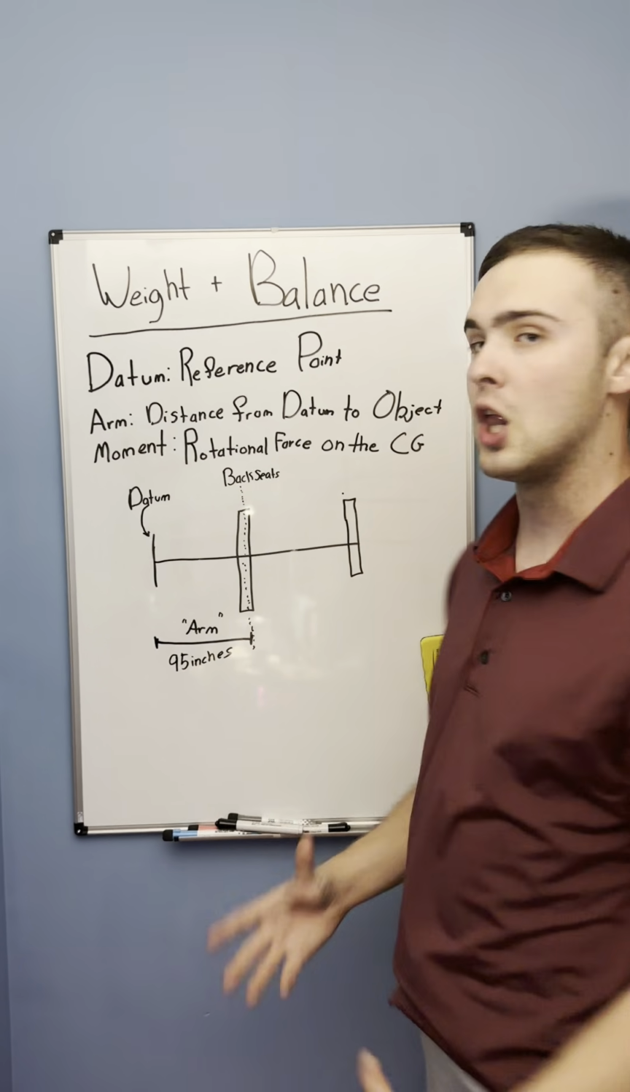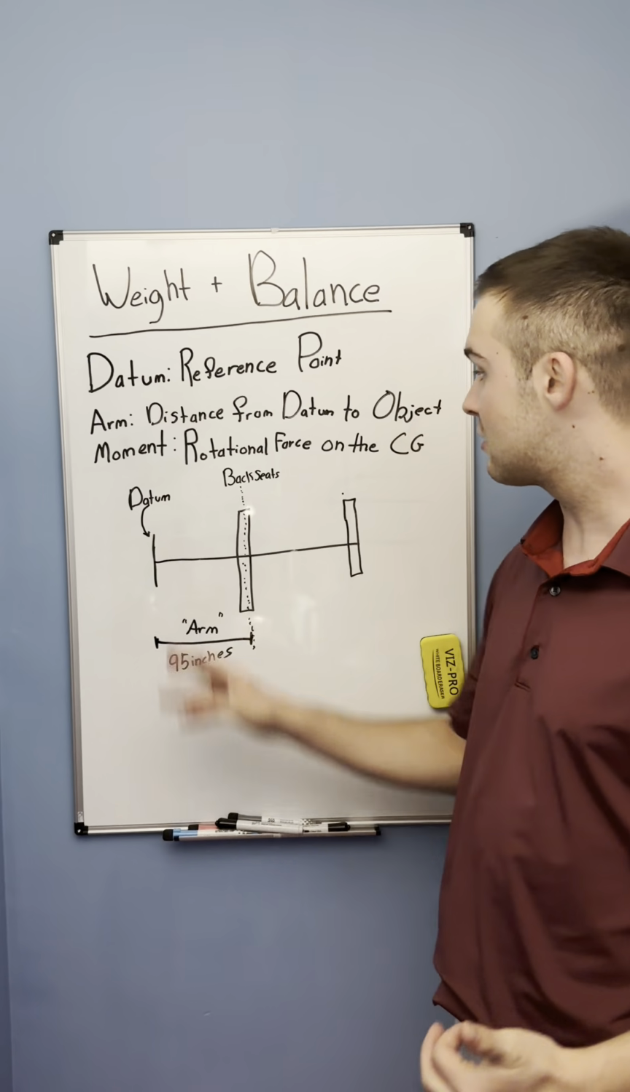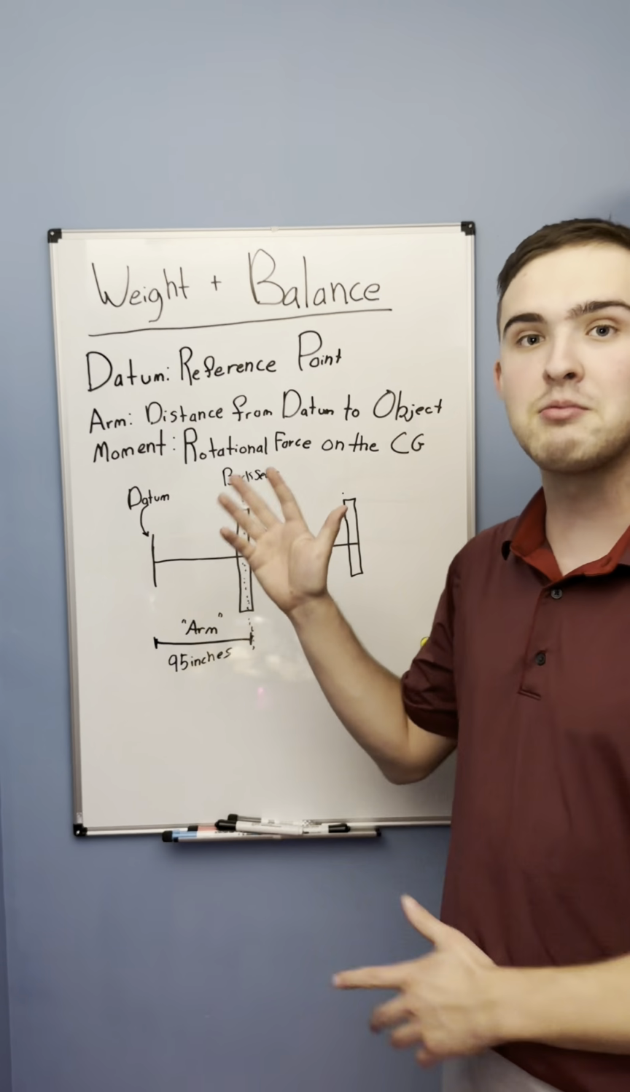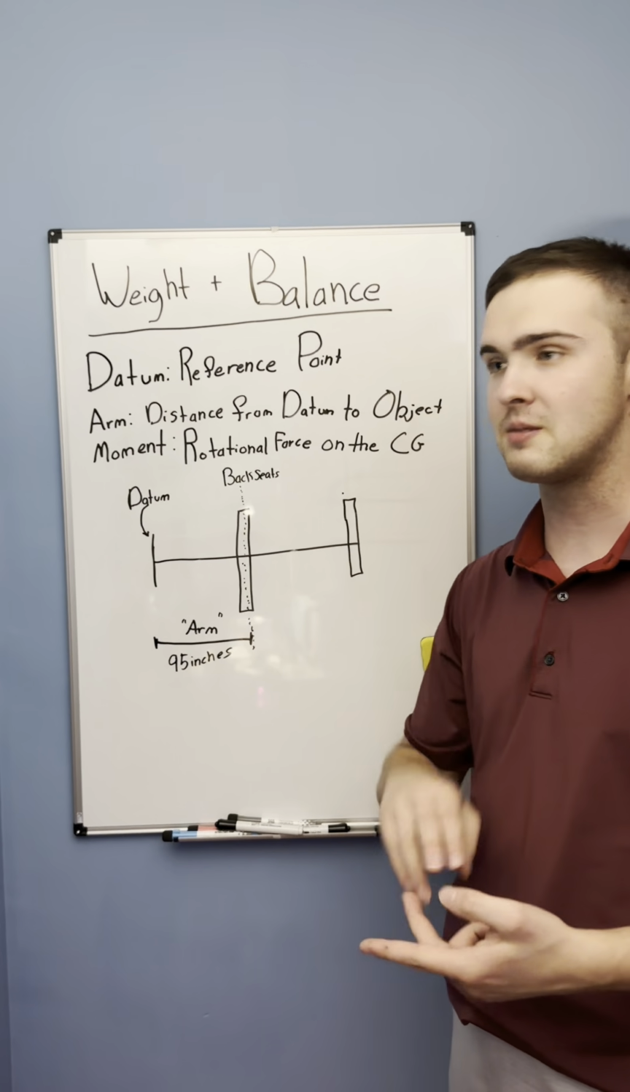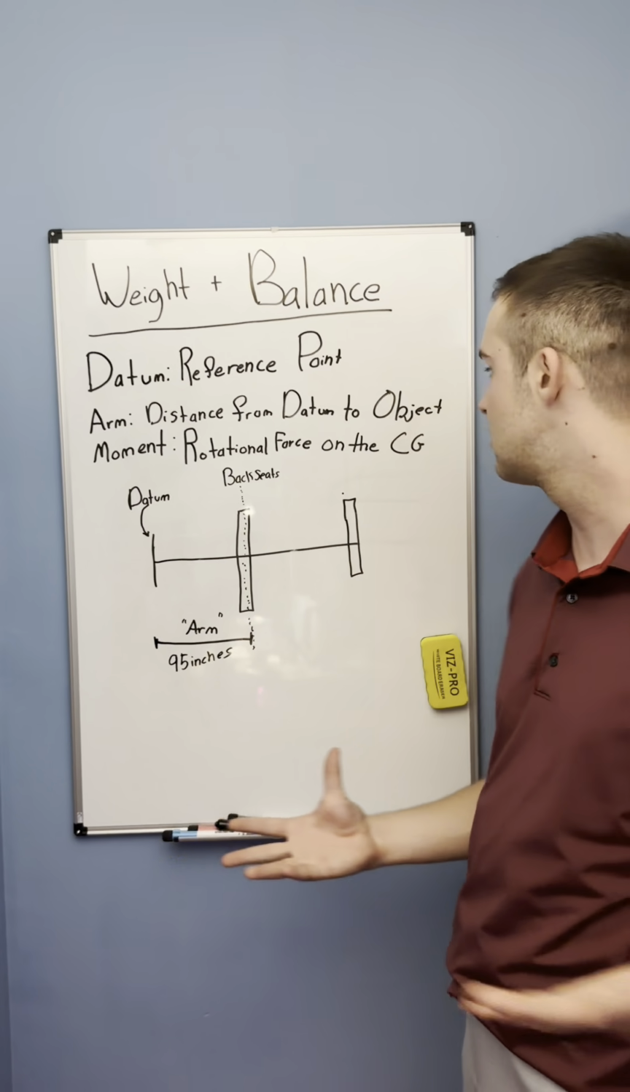We then have what we call an arm, which is simply the distance from our datum point to some object on our airplane. Could be our front seats, back seats, baggage, fuel, so on and so forth.